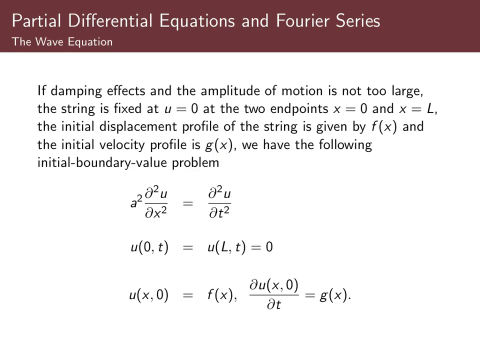If damping effects and the amplitude of motion are not too large, the string is fixed at u equal to 0 at the two endpoints, and the initial displacement of the string is given by f, and the initial velocity profile is g, we have the following initial boundary value problem for u. Again, very similar to the heat equation except for the second time derivative on u, and also this second initial condition because of the two time derivatives on u.